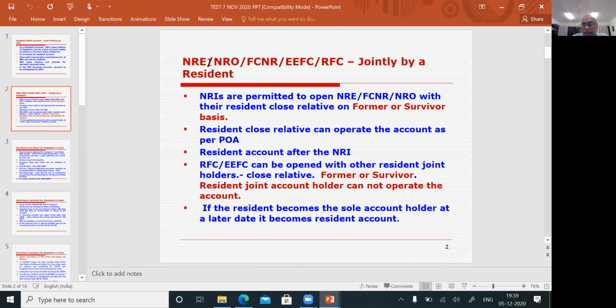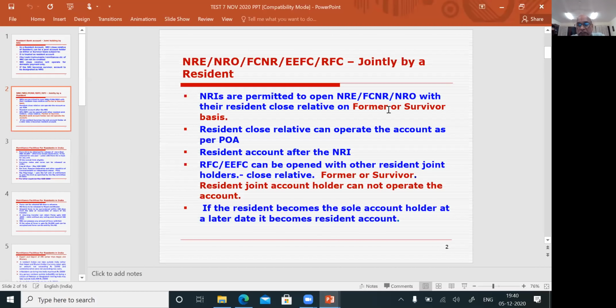In NRE, NRO, FCNR, EEFC, RFC accounts, you can add a resident. In all these NRA accounts, you can add a resident also as a joint account holder. But what is the condition? He should be a close relative. So in an NRA account, a resident can be made a joint account holder, but the resident person, the Indian resident, should be a close relative of the NRI. What is the operation condition? It is former or survivor. There what we saw, either or survivor.